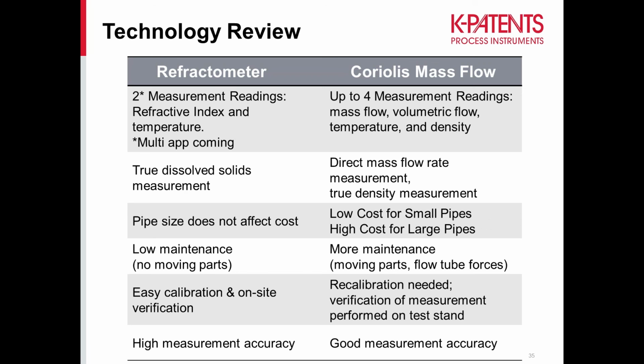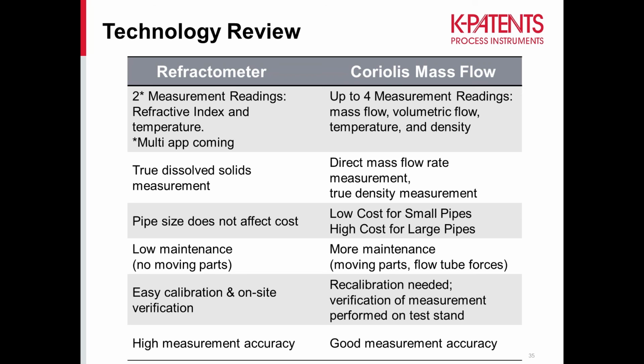There's no moving parts to a refractometer. There's basically a light source, that LED that shines through that prism and into that camera. Coriolis mass flow is a little bit more maintenance because there are moving parts. There's flow tube forces at play onto those tubes. In addition, we talked about the easy calibration or on-site verification of calibration, where mass flow you would also need to perform that verification onto a test stand if you're doing something other than just a zero check or pumping water through there. So in essence, the refractometer gives you a high measurement accuracy of concentration, where the Coriolis gives you a good measurement accuracy.